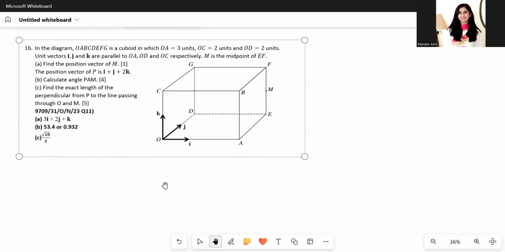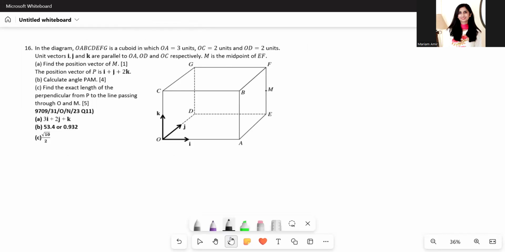Question says that in the diagram OABC, DEFG is a cuboid in which OA equals 3 units. Let me write that down. OC is 2 units and OD is 2 units. Unit vectors i, j, k are parallel to OA, OC, and OD respectively. M is the midpoint of EF. Find the position vector of M.